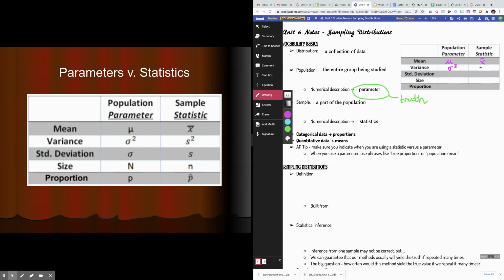Sigma squared. And then for samples, it's represented with an s squared. Standard deviation is again that Greek symbol, but it's not squared this time, right? And then for samples, it's just an s, okay? For size, for a population, you're dealing with a capital N. For a statistic, for a sample, you're dealing with a lowercase n. For proportion, you're dealing with a lowercase p, that's your parameter. And then your statistic value is something we call p hat. So it has one of those little carets above the p, okay?